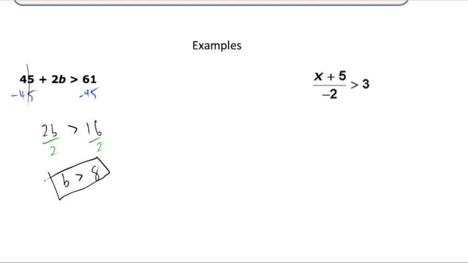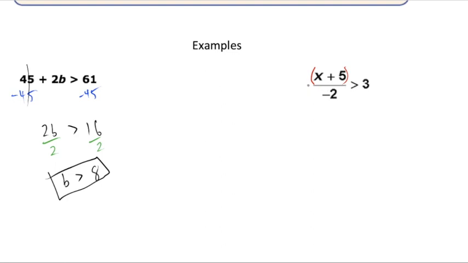So now let's look at the next example. I have (x plus 5) divided by negative 2 is greater than 3. Right off the bat, I see that I have a binomial in a fraction, so I'm going to put that in parentheses. That's telling me the first thing I need to do is get rid of this negative 2 that's being divided with.